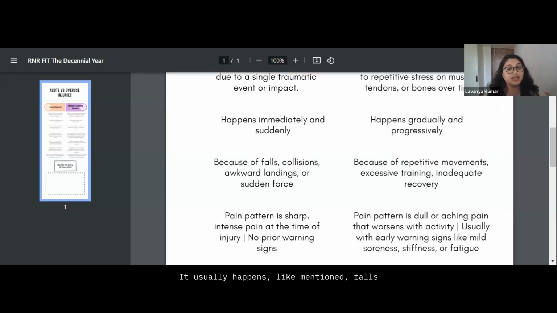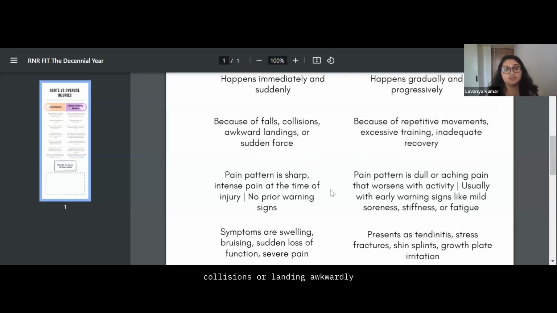Acute injuries usually happen, like mentioned, from falls, collisions, or landing awkwardly, especially in gymnastics, or with a sudden force where somebody by mistake hits you. But in chronic injuries, there are repetitive movements and excessive training, meaning the training intensity can be a little too much compared to what the child can bear. Then that is where these kinds of chronic injuries can come in.